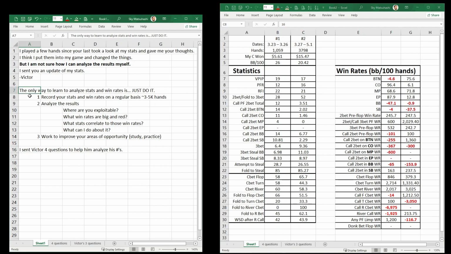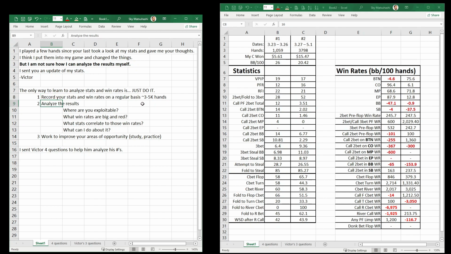So this is what I taught Victor, and I want to teach you in this video. The only way to learn to analyze your stats and win rates is to just do it. You have to put the reps in. Train yourself to look at these numbers to gauge what the differences mean and what they say about your style of play. So step one is to always record your stats and win rates on a regular basis. Every 3,000 to 5,000 hands, I recommend.